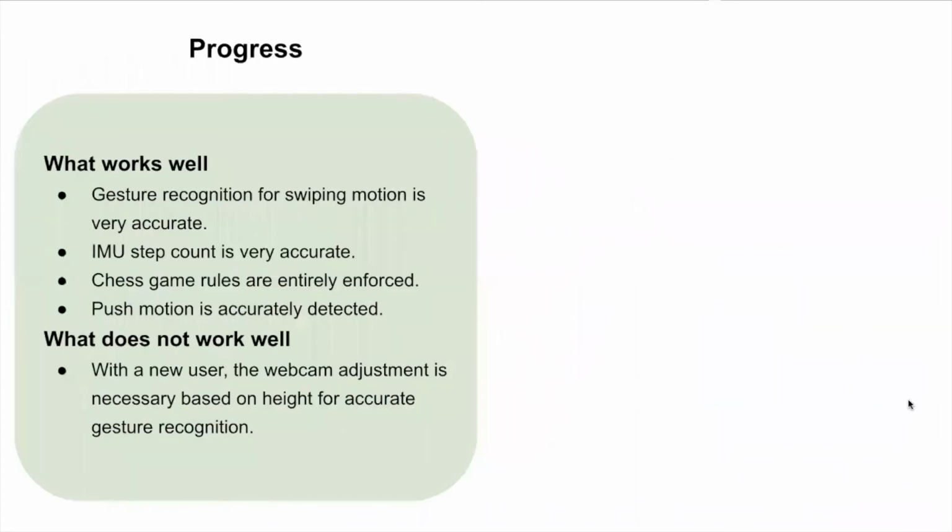So in terms of the progress, what works well is gesture recognition for swiping motion is very accurate. This was even made more robust after the previous user study that you saw. IMU step count is very accurate, which I will elaborate a little more in a bit. Chess game rules are entirely enforced, and push motion is accurately detected. What does not work well is the webcam adjustment needed to be made for the new user based on their height, so that the push motion and the swiping motions were a bit more accurately detected.